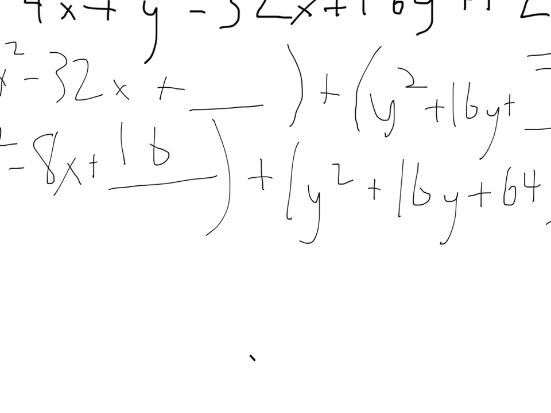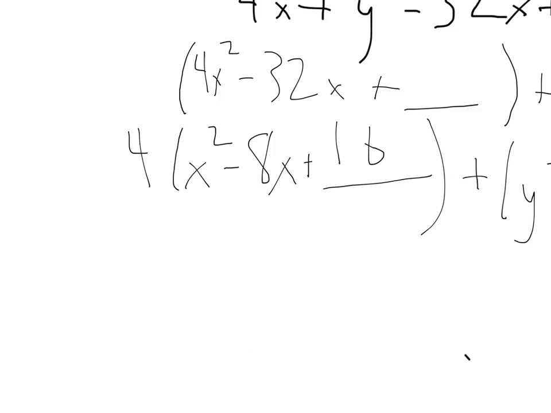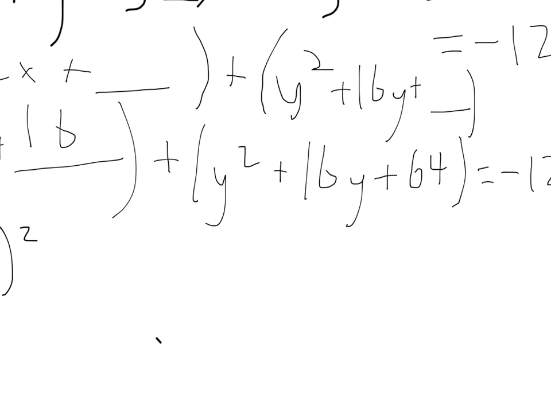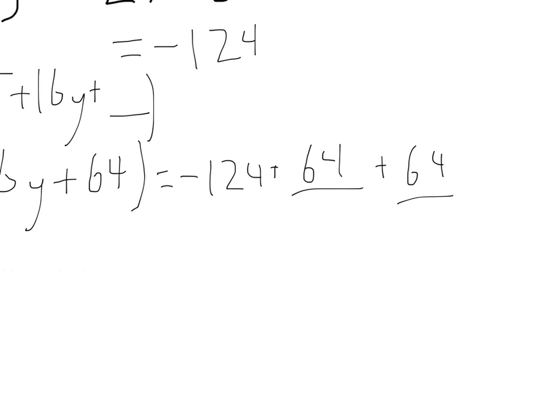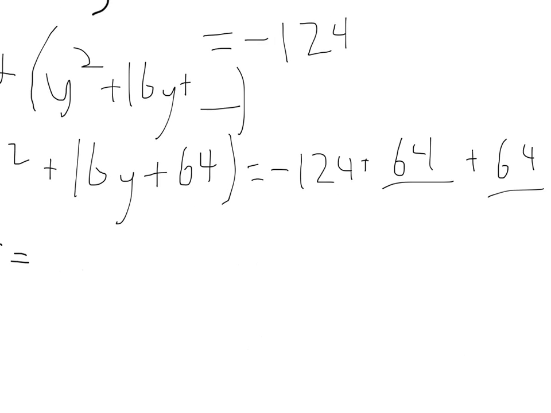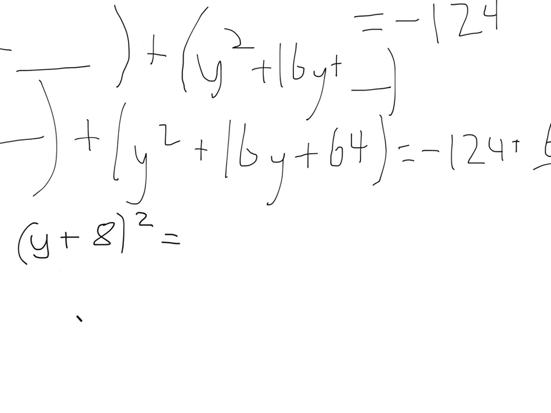So this ends up being 4 times (x minus 4) squared, plus (y plus 8) squared, equals, then we combine like terms, negative 124 plus 128, so that's just going to be 4.